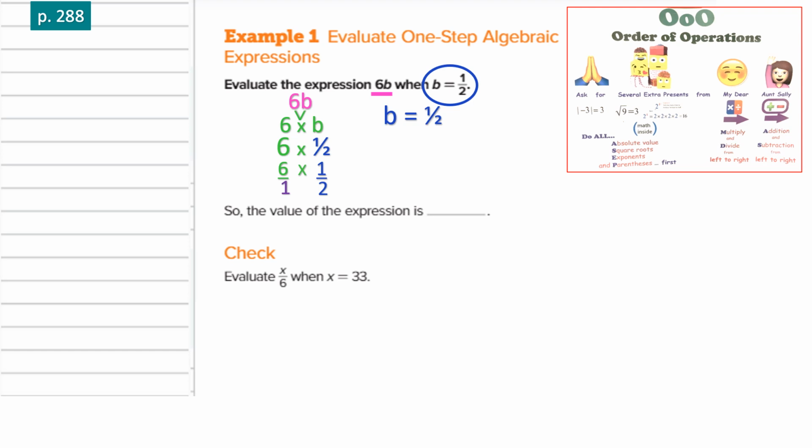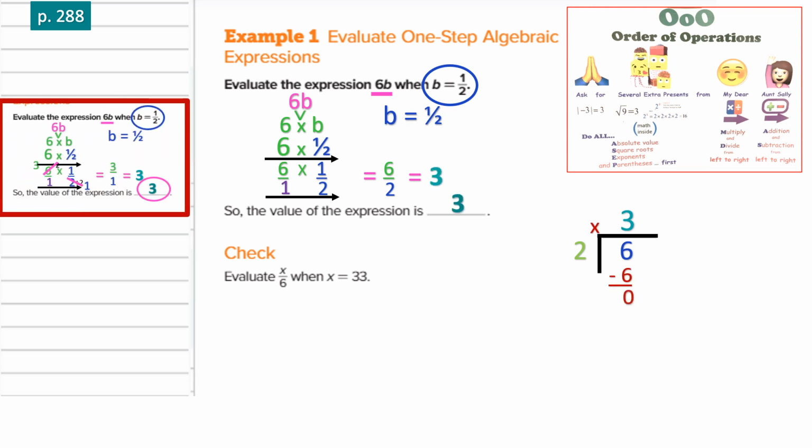Well, how do I do that? I simply multiply straight across. 6 times 1 is 6, and 1 times 2 is 2. I have to see that fractions are division. So then you put your numerator inside your division box and divide by 2, and 2 will go into 6 3 times. Is that what we got previously? Yeah, it sure is. So therefore I know both ways will get me to the right answer.